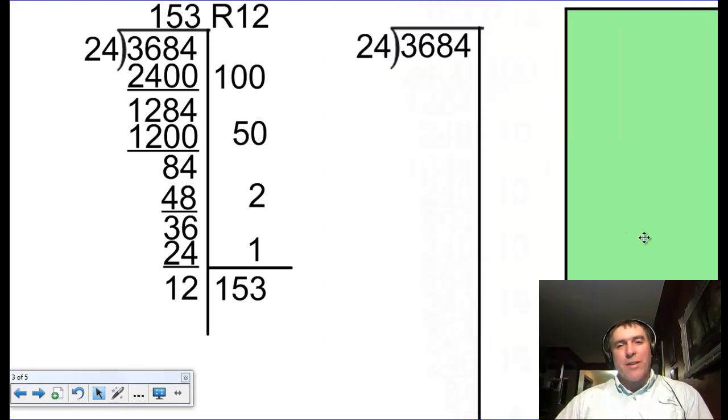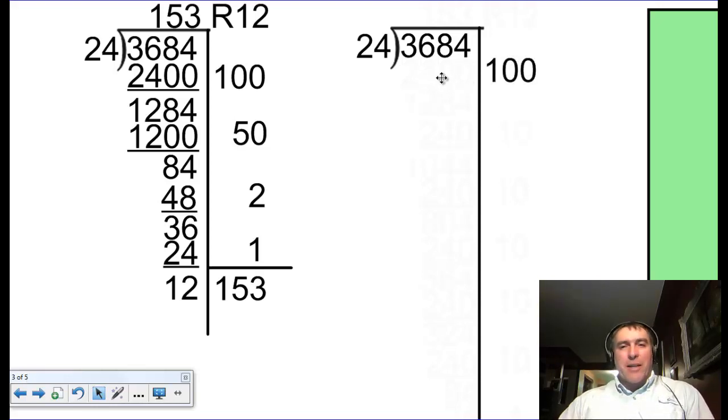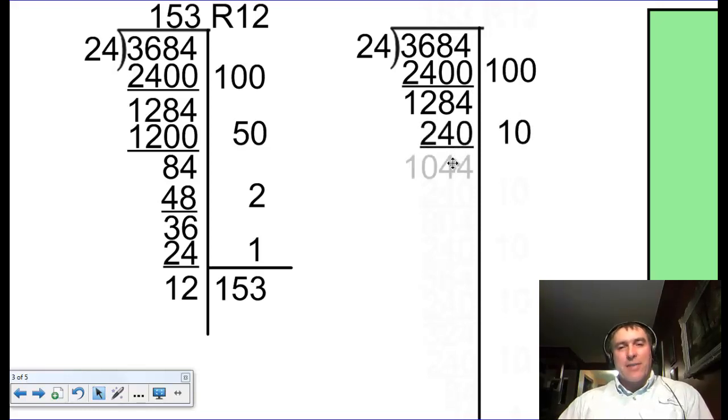Let's try one more. In fact, what we'll do is we'll do the same question, but we'll do it in a slightly different way. I want to show you that there's many ways to come about the same answer. So again, we take 3,684. So it makes sense to multiply by 100, so that'll be the same. We subtract. We get 1,284. Well, now we can't multiply by 100 because that would be too big, but you can multiply by 10, and if you multiply by 10, that's 240. Now you subtract.